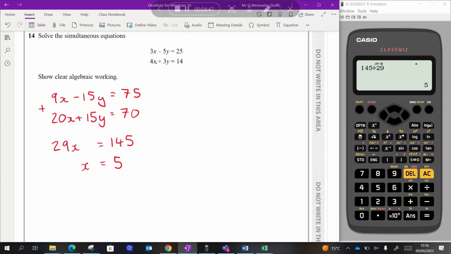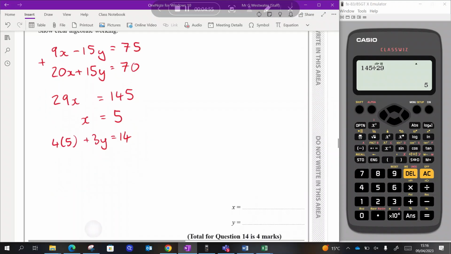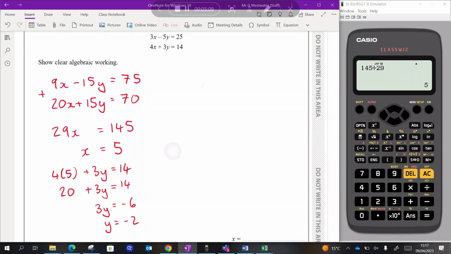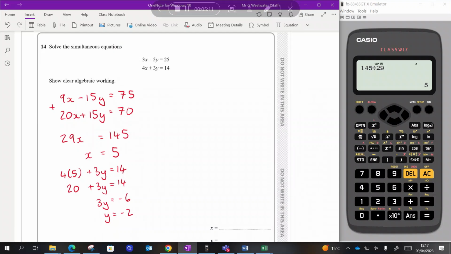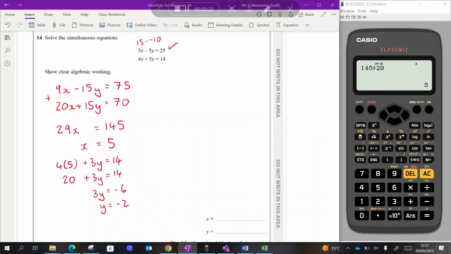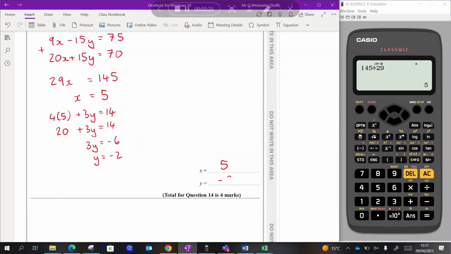If x is 5, let's sub this into this bottom one. So 4 times 5, add 3y equals 14 to try and find y. So 20 add 3y equals 14. Take away 20 from both sides. 3y equals minus 6, and therefore y equals minus 2. We can check this in our first equation. So if x is 5, this is 15, minus 2 times 5 is minus 10, does equal 25. So I'm happy with that. 15 add 10 is 25. So x is 5, y is minus 2.